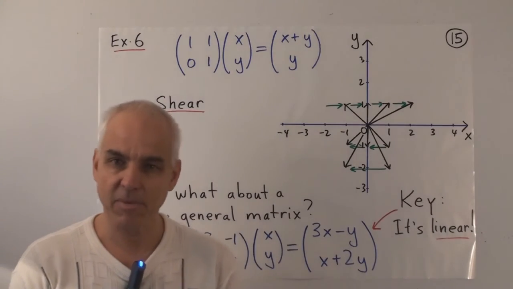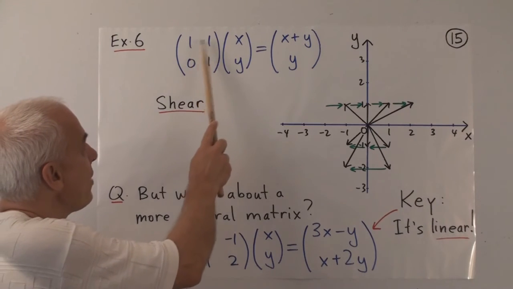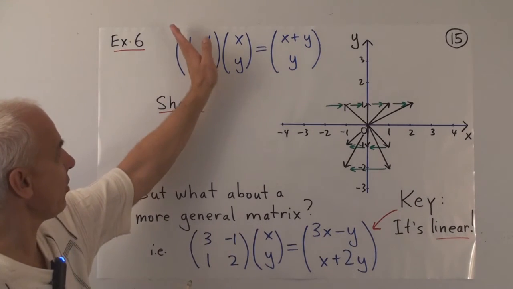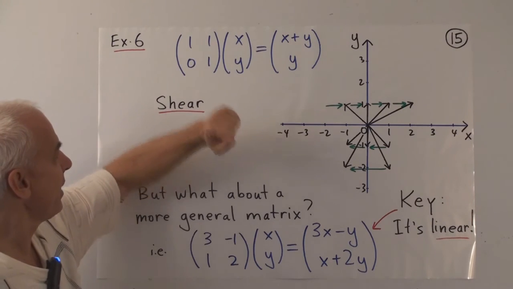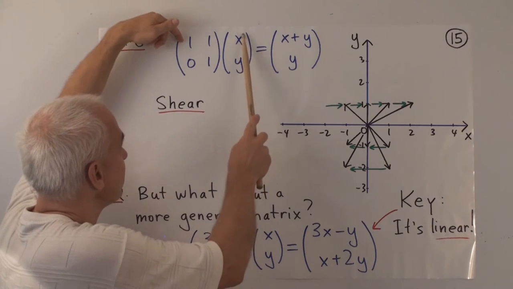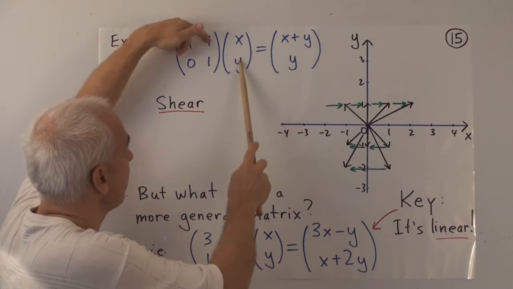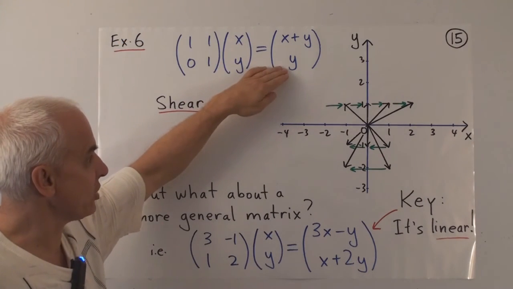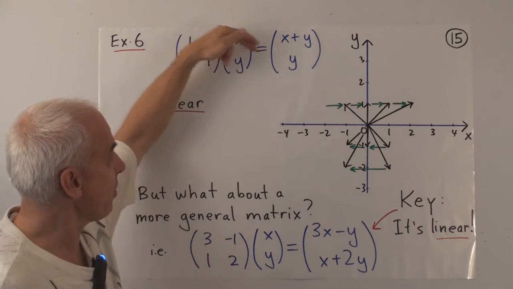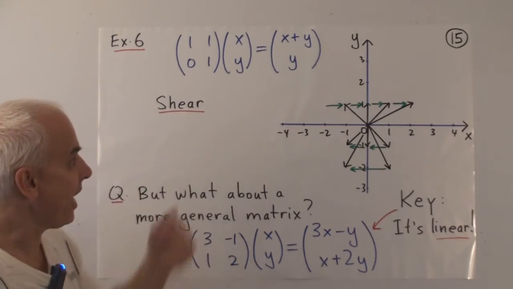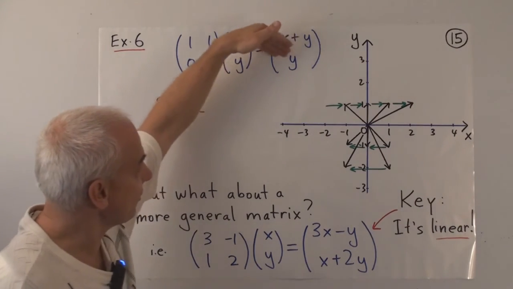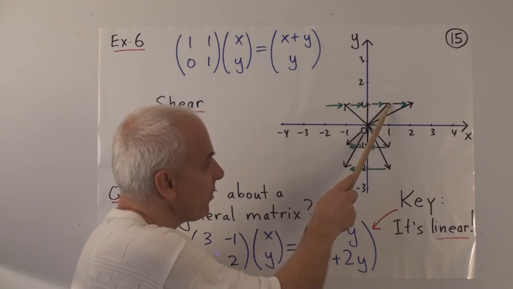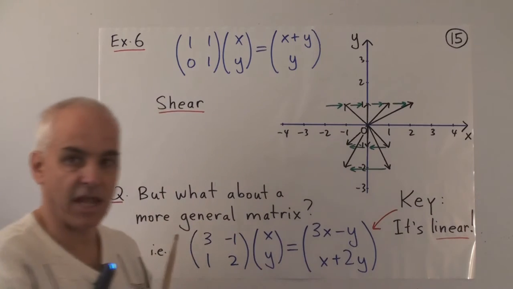Here's another example, a little bit more complicated. The matrix 1, 1, 0, 1. This is a kind of triangular or upper triangular matrix. Its effect on xy is to send it to x plus y and y. So the y coordinate stays unchanged, but the x coordinate gets shifted, and the amount that it gets shifted by is y.